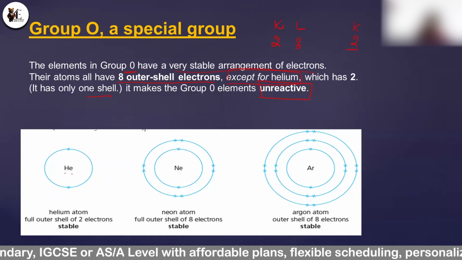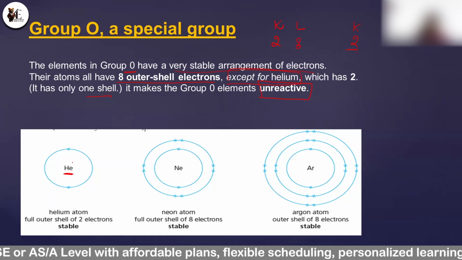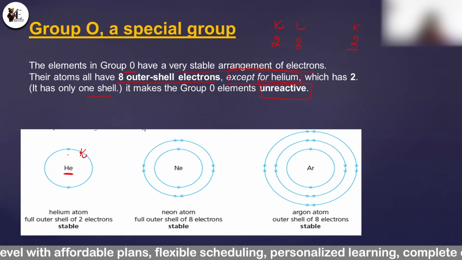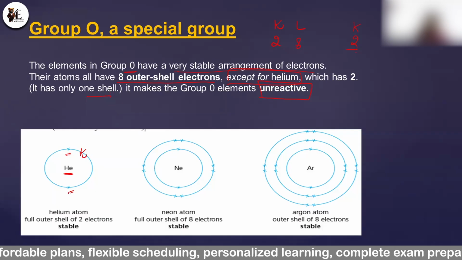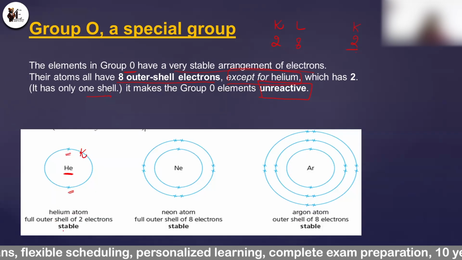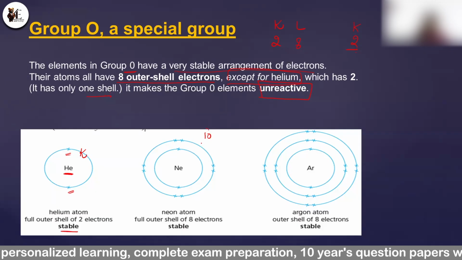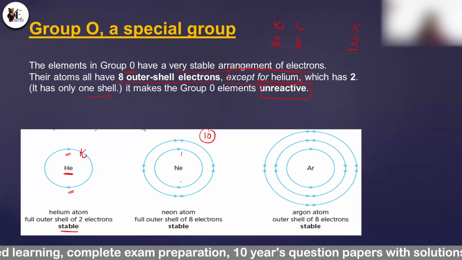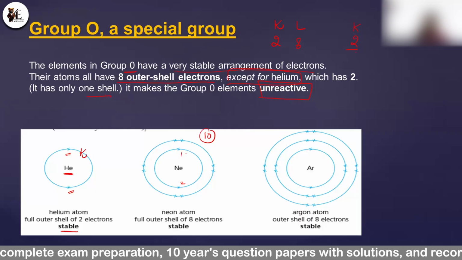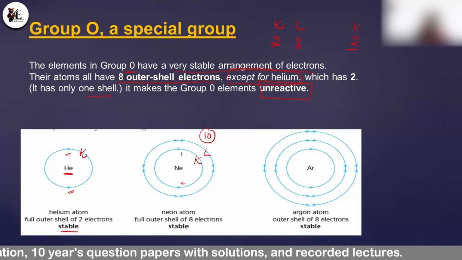See the atomic structure for helium. Its atomic number is 2. This is my first shell, K shell. 2 electrons are filled here. So a full outer shell of 2 electrons is stable. Neon: the atomic number of neon is 10. So 2 electrons are filled in the first shell, K shell, and the remaining 8 electrons are filled in the L shell. So it has a full outer shell of 8 electrons. That's why it is also stable.